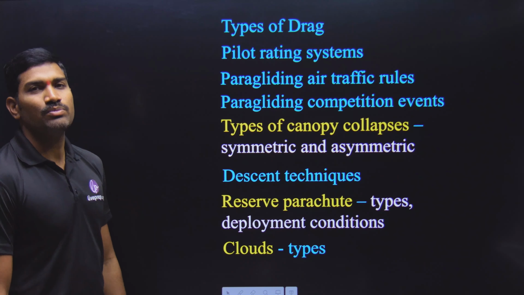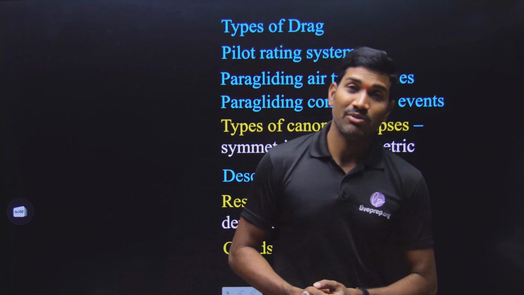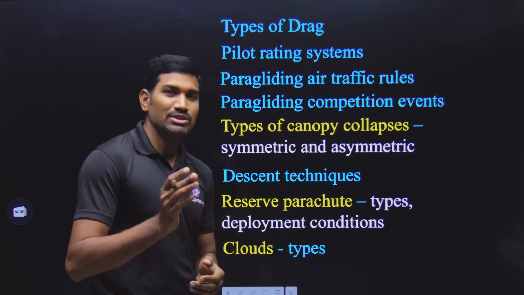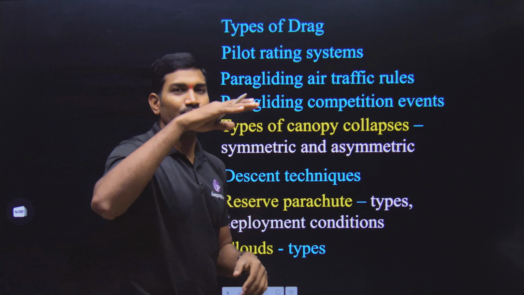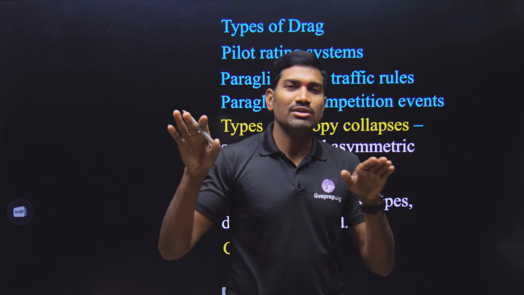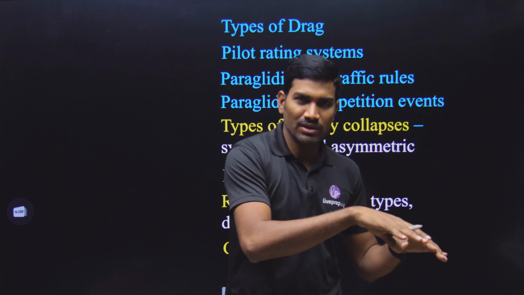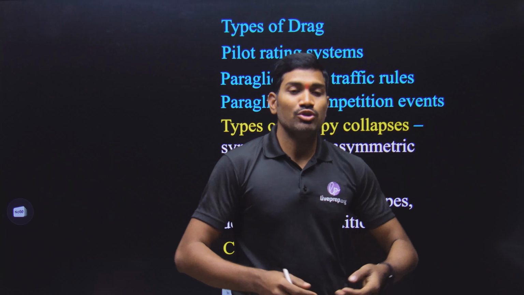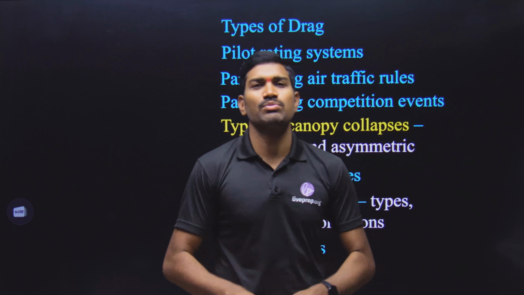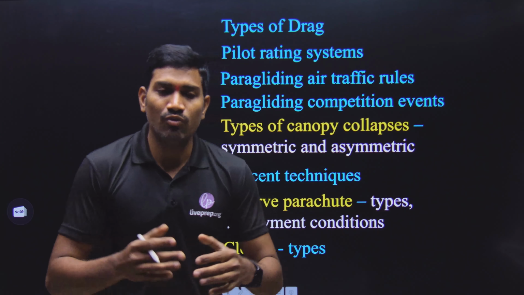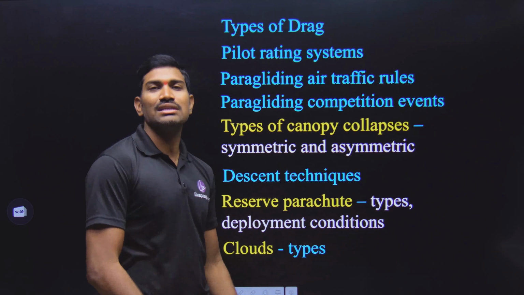Next one, types of canopy collapses. This is also very important. What is a symmetric collapse? What is an asymmetric collapse? These are very, very important concepts. Try to understand this information also. Next one, the descent technique. Suppose you are flying and not doing anything, slowly at a glide ratio, I already told you, no? Suppose 9 meters forward and 1 meter downward, in this way it is going. Suppose you want to descend quickly. Then you need to use the speed bar. In this way, different techniques are there. What are the various techniques that we use for quick descent? These are some of the techniques.